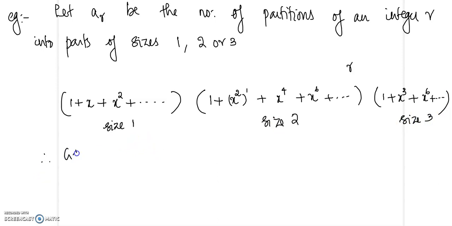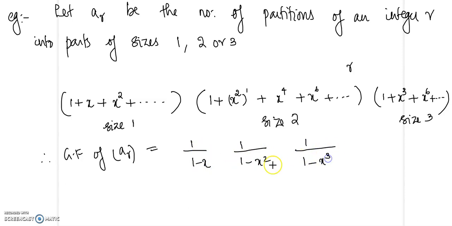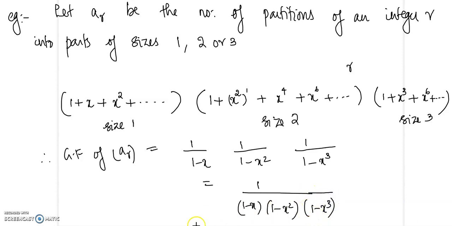So therefore the generating function of a_r will be, the first term 1 by 1 minus x, the second term 1 by 1 minus x squared, and 1 by 1 minus x cubed. So that is 1 by (1 minus x)(1 minus x squared)(1 minus x cubed). So that's how we form the generating function when you have partitions in which the parts are of size 1, 2 and 3.